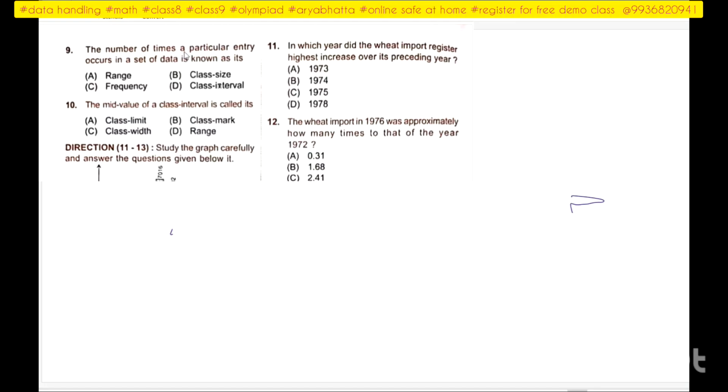The number of times a particular entry occurs in a set of data is known as what? Frequency. Yes, it is called frequency. Okay, option C. Because frequency is what? How many times a data value has appeared? So it is called frequency.